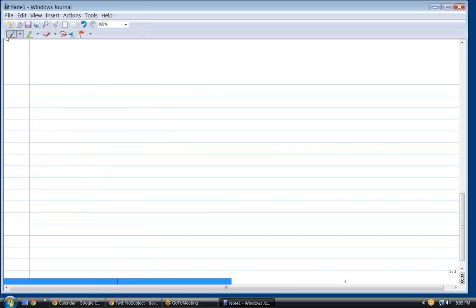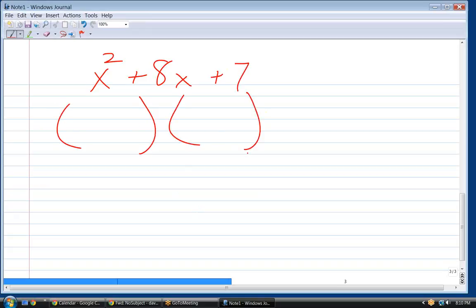And then we can do x squared plus 8x plus 7. And then this one, if you make the chart, you can just do 1 plus 7, or 1 times 7. So it would be x plus 7 and then x plus 1. Correct.